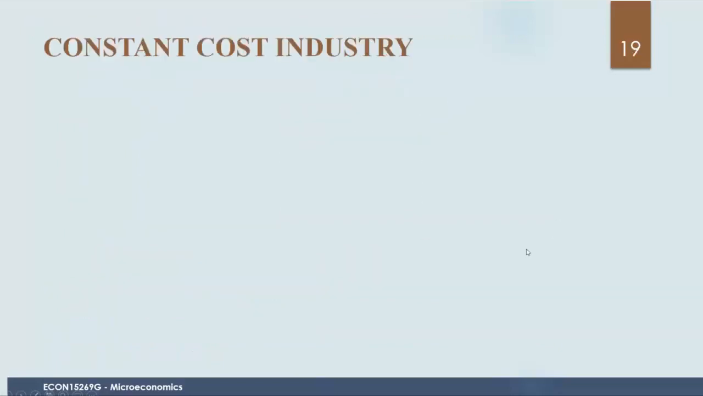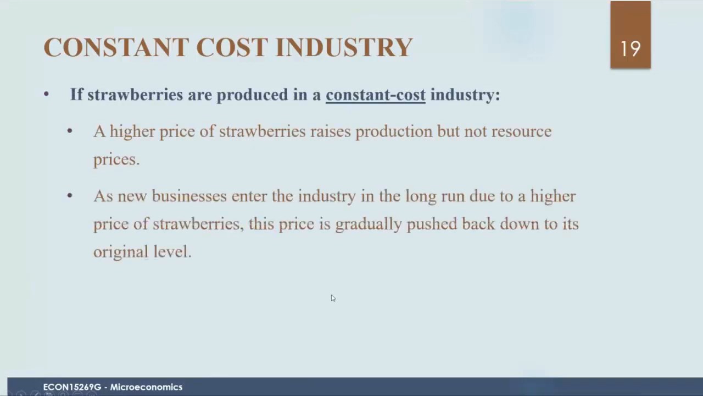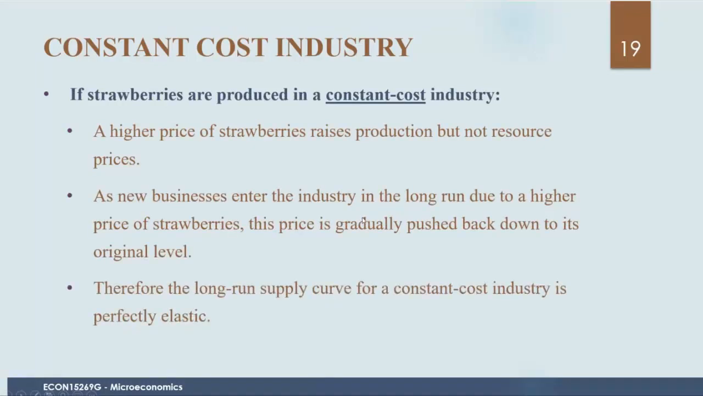Now, if we're thinking of the long term, the idea of a constant cost industry is that, suppose there's a higher price of strawberries, that raises production, but it doesn't affect resource prices. Well, if that's the case, new businesses will enter the industry and drive that price back down again. So we can think of the long run supply curve for a constant cost industry as being perfectly elastic.